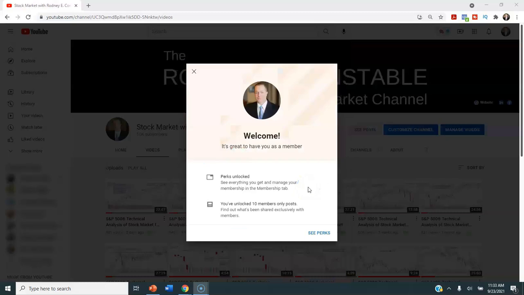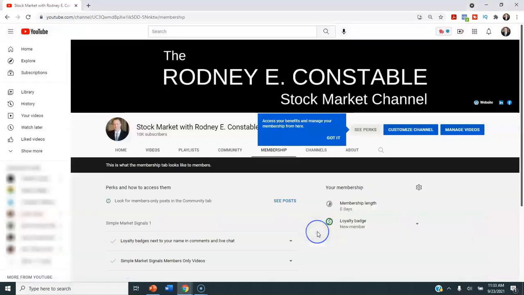So once you hit that buy button, which is in the lower right-hand corner of that previous box, you will then get this pop-up. Welcome. It's great to have you as a member. So then you can click on the See Perks.